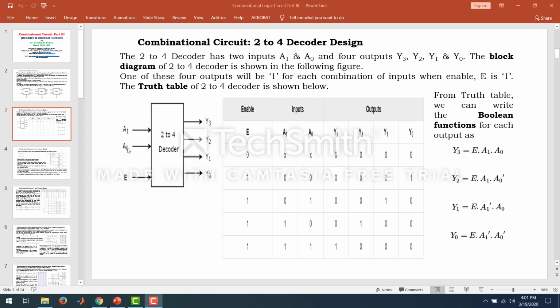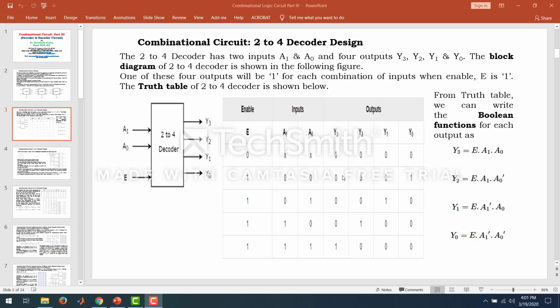Now if A1 and A0 are 0, 0, that means the 0th port, that is Y0, will be 1. 0, 1, that means the first port, so Y1 will be 1. 1, 0, that means 2, so Y2 will be 1. And 1, 1, that means 3, so Y3 will be logic 1.